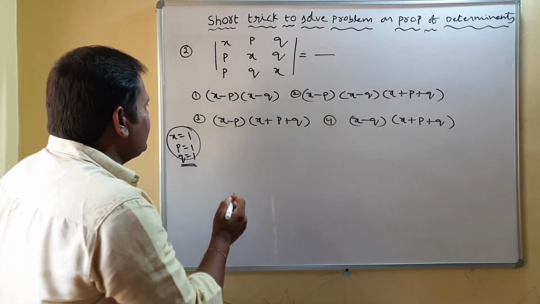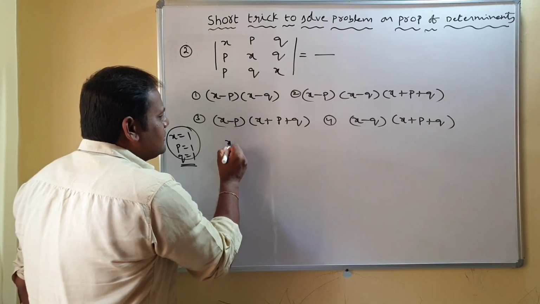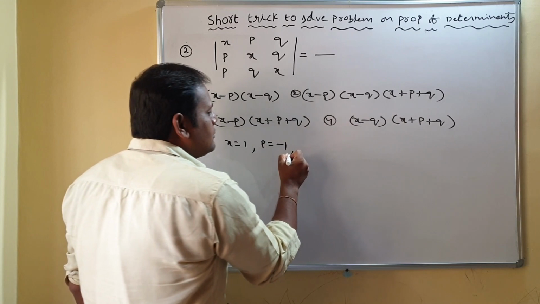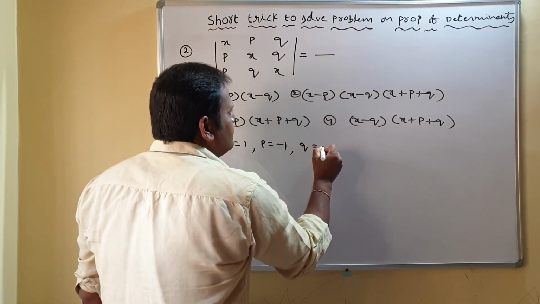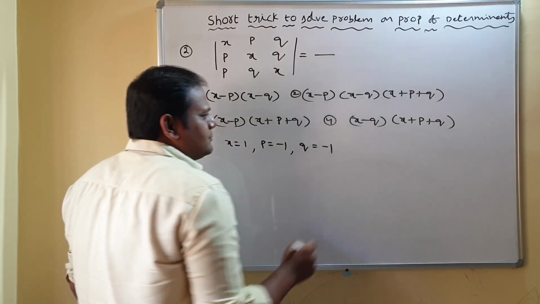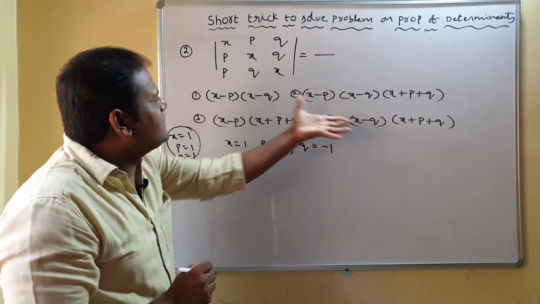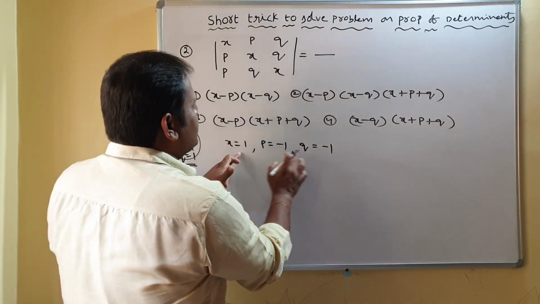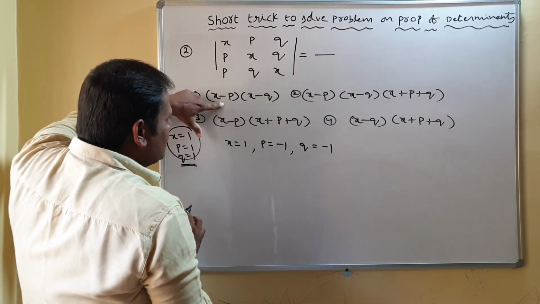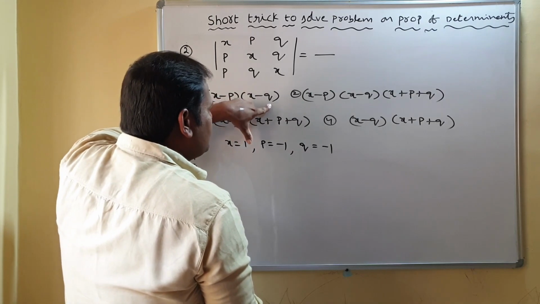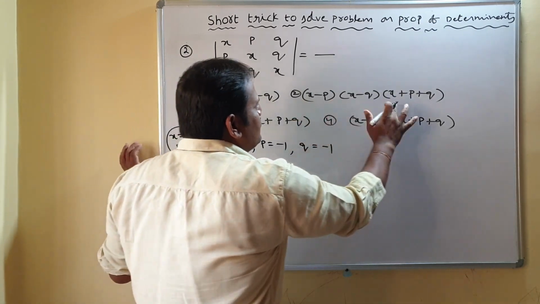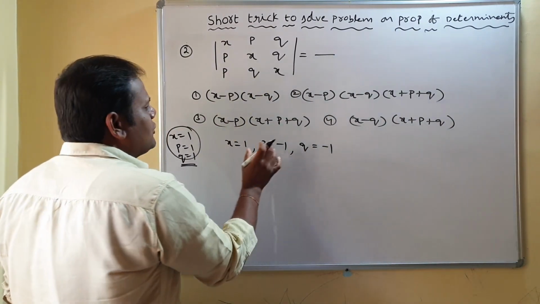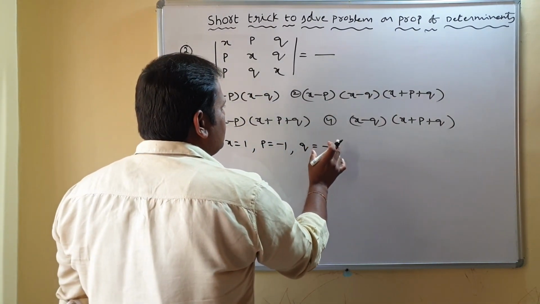Okay. So suppose I take x equal to 1, p equal to minus 1 and q equal to minus 1. Once you check with the options, see whether all options are different or not. If I take x 1, p minus 1, q minus 1, here this becomes 2, this becomes 2, this is 2, and this is something else. So we go with that. Here x equal to 1, p equal to minus 1 and q equal to minus 1.